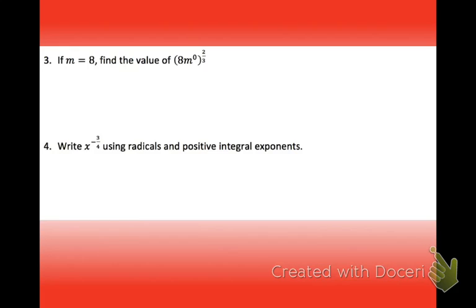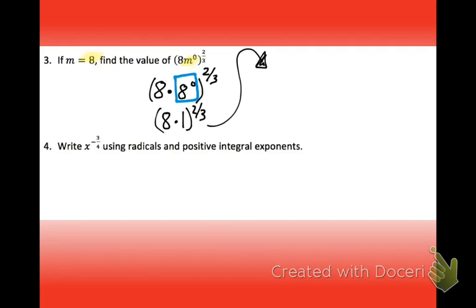For number 3 now, it's a very similar problem. They're saying if m equals 8, we want to find the value of 8m to the 0, all raised to the 2/3 power. So again, we're going to start by plugging our stuff in. So we're going to have 8 times 8 to the 0 power, all raised to the 2/3. Now you have to do a little simplifying before you can put this in your calculator here. We should know that 8 to the 0 power is going to be 1. So we have 8 times 1 on the inside to the 2/3.